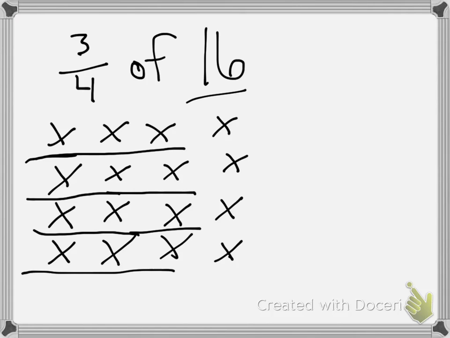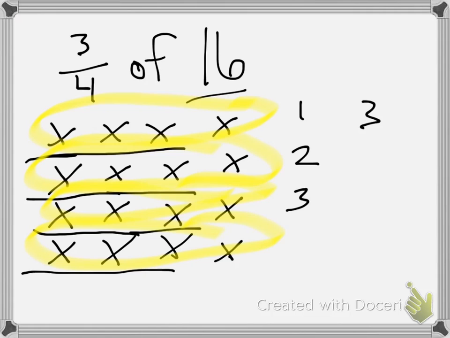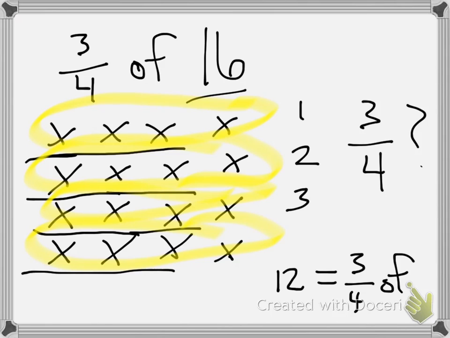So I have 16 x's, and I wanted to make sure that I made 4 groups. Do you see the groups? I have one group here, another group, and my last group. So now I'm saying, well, I want 3/4 of 16. So I want 3 of those groups. 1, 2, 3. I only want 3 of them, not 4. I want 3/4. So how much is 3/4? Looks like we have 4, 8, 12. So 12 equals 3/4 of 16.